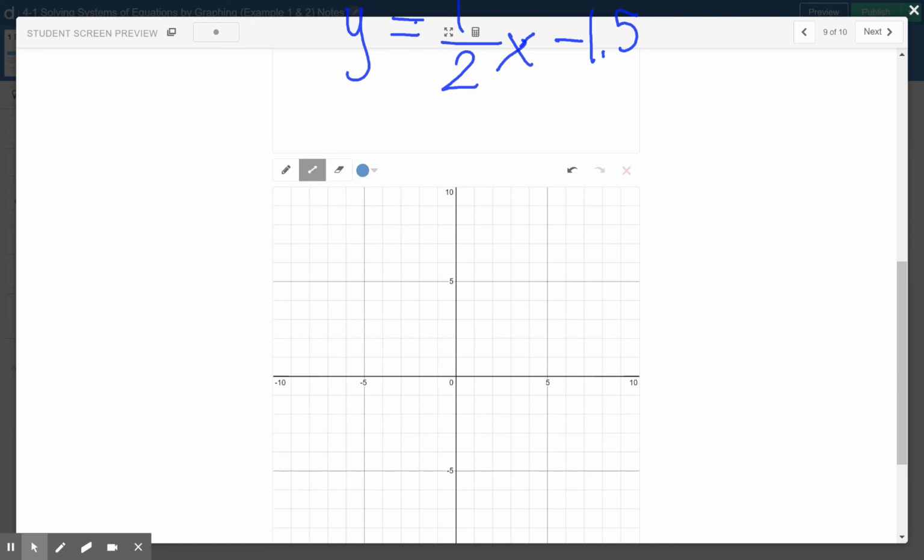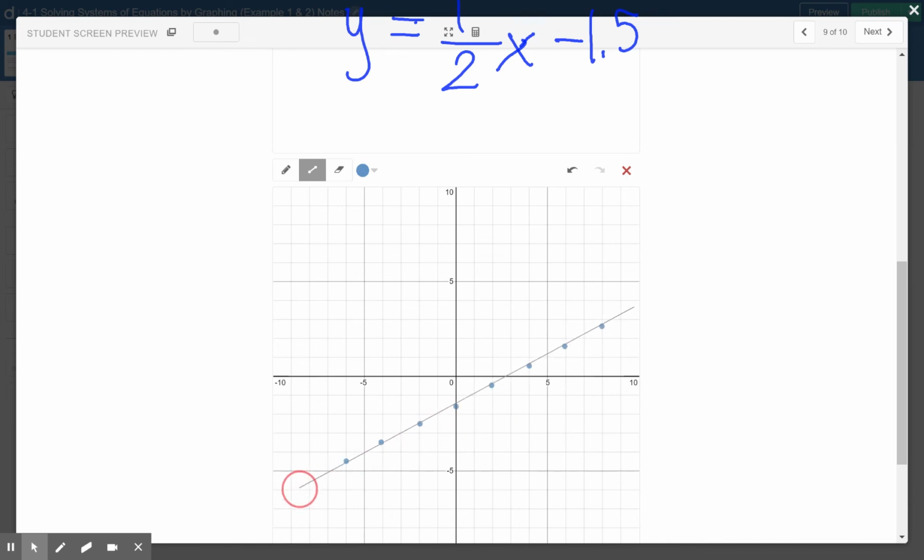So negative 1.5. And then you're going to go up 1 over 2, up 1 over 2. So you're just going to kind of stay in the middle. And then you're going to go down 1, which is still in the middle, left 2, down 1, left 2. You're going to do your best. Like I said, I won't give you a decimal like that. That seems kind of silly.